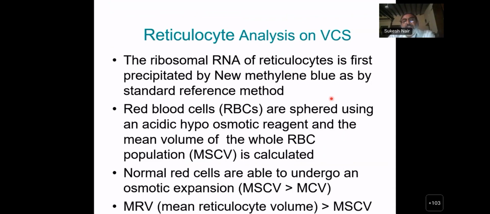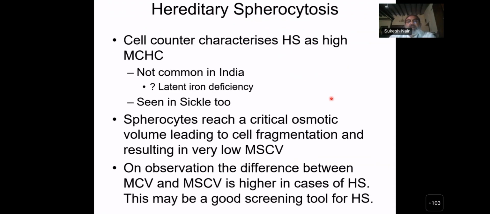So the reticulocyte analysis based on this basically realizes that we actually are having a red cell which is more sphered. And we know that when the red cells become sphered, the sphered cell volume is going to be higher than the MCV. But in hereditary spherocytosis, we find that the spherocytes are critical to sphering. So when they get sphered, they get fragmented and they break up.